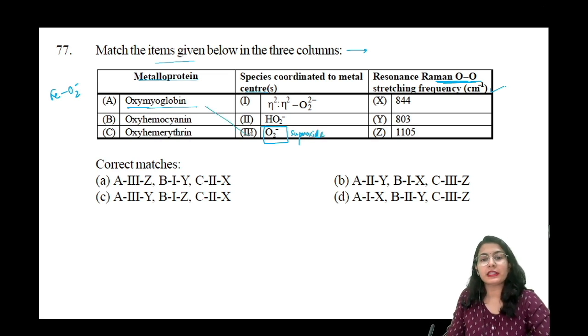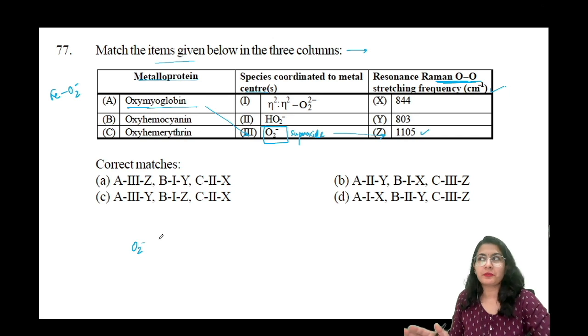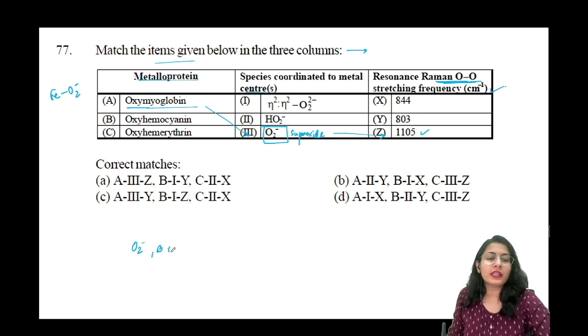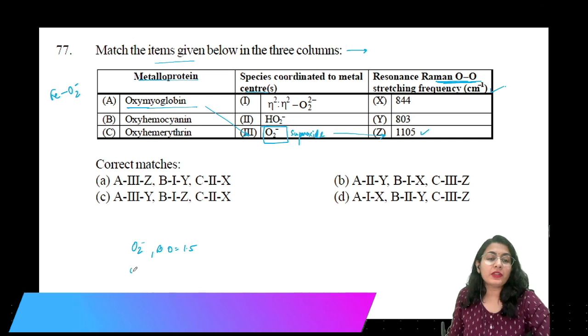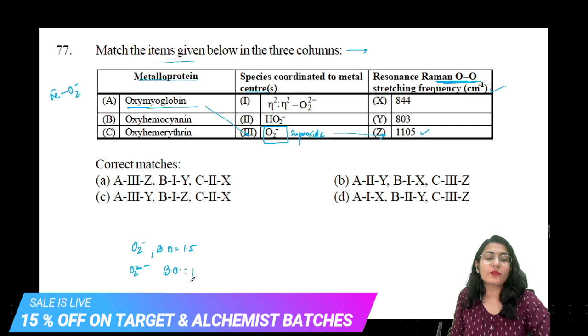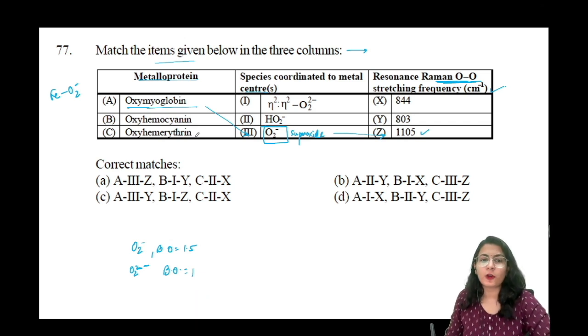So A matches with 3, which is going to match with 1100 centimeter inverse in the resonance Raman. All right, so this was the frequency that I told you for a superoxide, right? Now imagine if you have a superoxide that has a bond order which is less than 2 but greater than 1. So it is like 1.5 something. Okay, so if the bond order is somewhere around 1.5. Now when you are increasing the electron density, let's say I'm writing peroxide, that is going to have a bond order of 1. Now both hemocyanin and hemerythrin are going to have a bond order of 1 only. Both of these are carrying peroxides only.